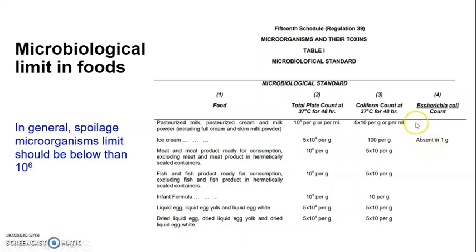In case the testing shows that there's some number of E. coli, say 10 cells or even 1 cell, then the food needs to be discarded. It is unfit for consumption, because we don't want to cause a foodborne outbreak due to this contaminated food.